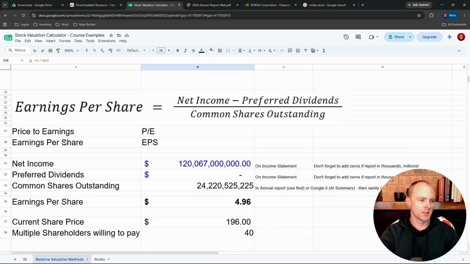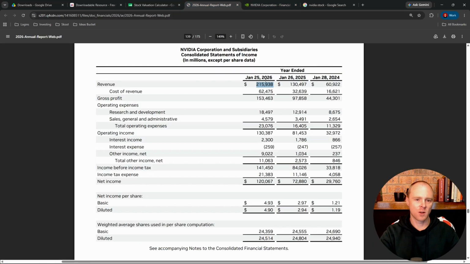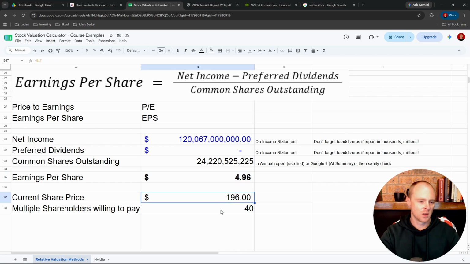Now, another technique is the price to earnings, which is also known as earnings per share as well. And what we want to do is grab the net income. It's also on the income statement, and we go from being the top line of the business to the bottom line, as it's referred to. We've got a value of 120,067. So we plug that in, add 6 zeros after it because it's in millions. There are no preferred dividends, and our common shares are already there. We get a value of $4.96. With that, that means that shareholders are currently willing to pay a 40 times multiple on those earnings.